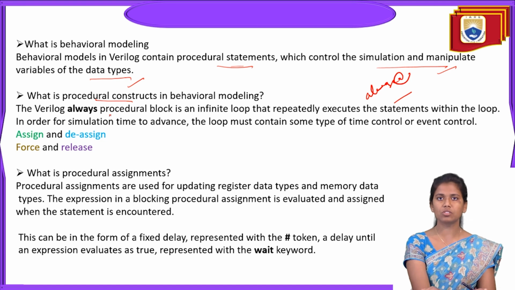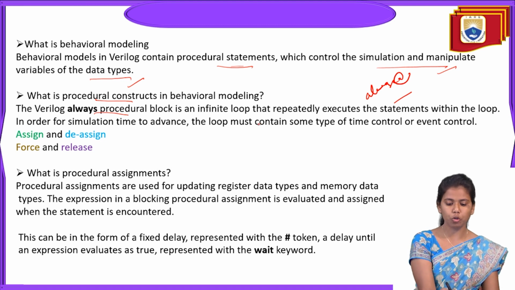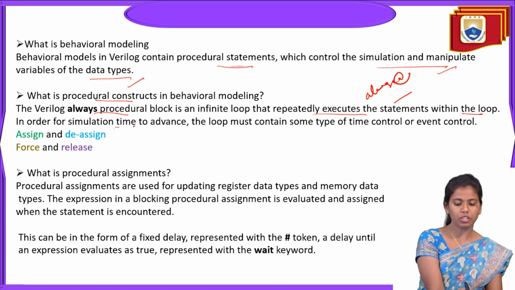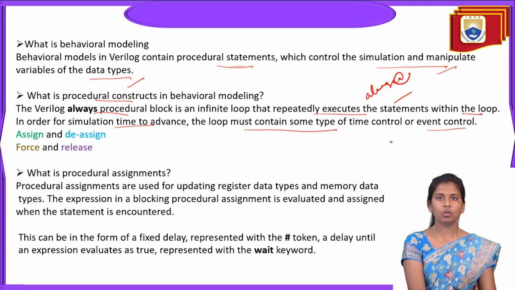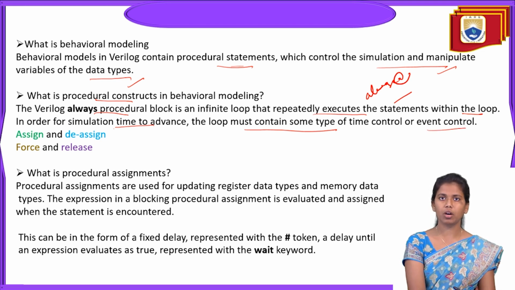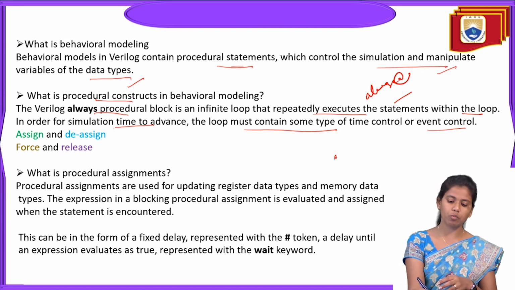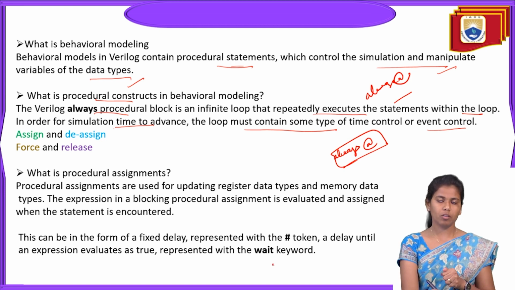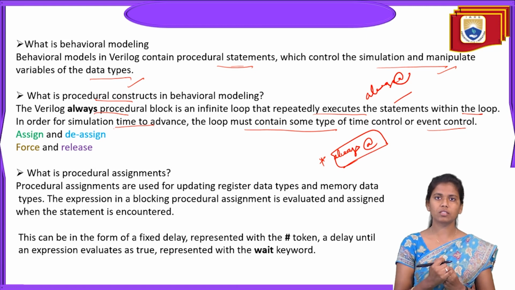The Verilog always procedural block is an infinite loop that repeatedly executes a statement within the loop. In order for simulation time to advance, the loop must contain some type of timing control or event control. These constructs in behavioral modeling always start with the keyword always. Always at the rate is the basic keyword in order to write some assignments.